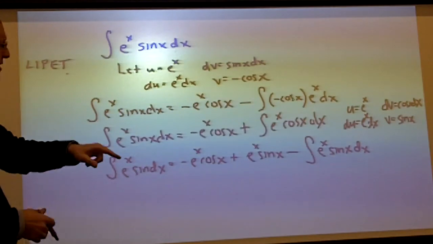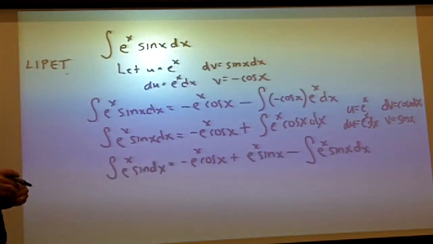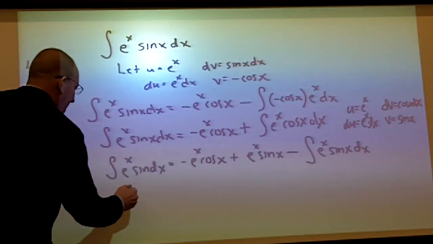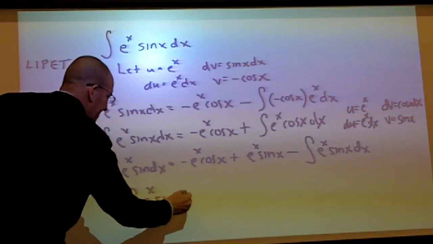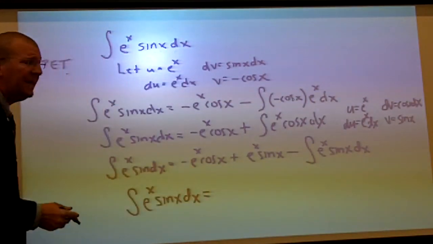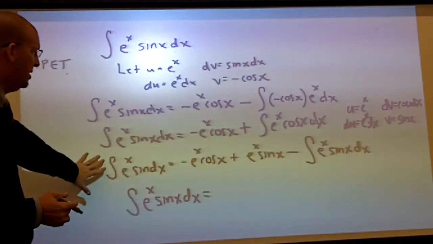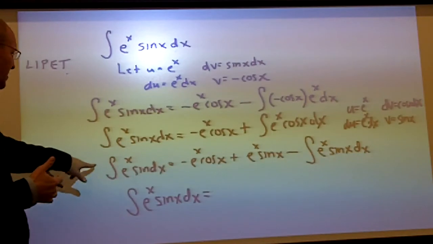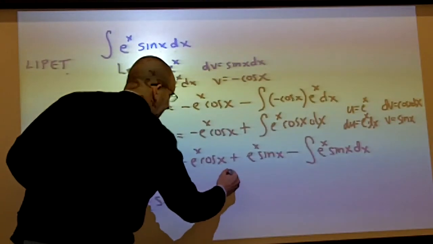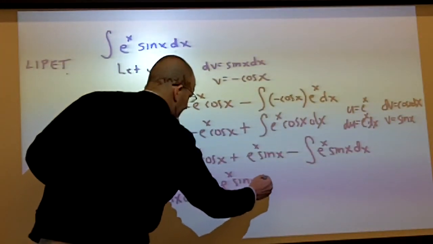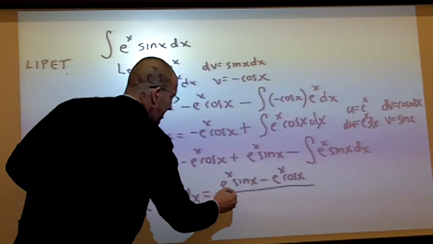How about if I add this to this side of the equal sign and then divide by 2? I will then have an expression for the integral of e to the x sine x dx. And that's exactly what I'm going to do. So if I add this integral value here, that would become 2 times the integral of e to the x sine x dx. I can combine these two, and I'm going to rewrite the order here just because I can, and then divide by 2.